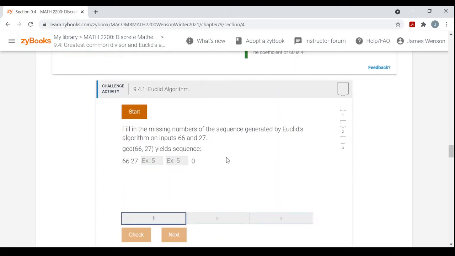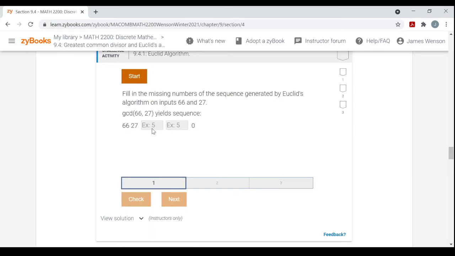All right. Now again, you're asked to basically just state those remainders, right? So like, what's 66 mod 27? Well, 27 times 2 is 54. Then plus 12, right, would be 66. And then you're doing what's 27 mod 12? Well, 12 times 2 is 24, plus 3 would be 27, so 3, and then see 12 mod 3 would be 0, right? And then the greatest common divisor of 66 and 27 would be 3.